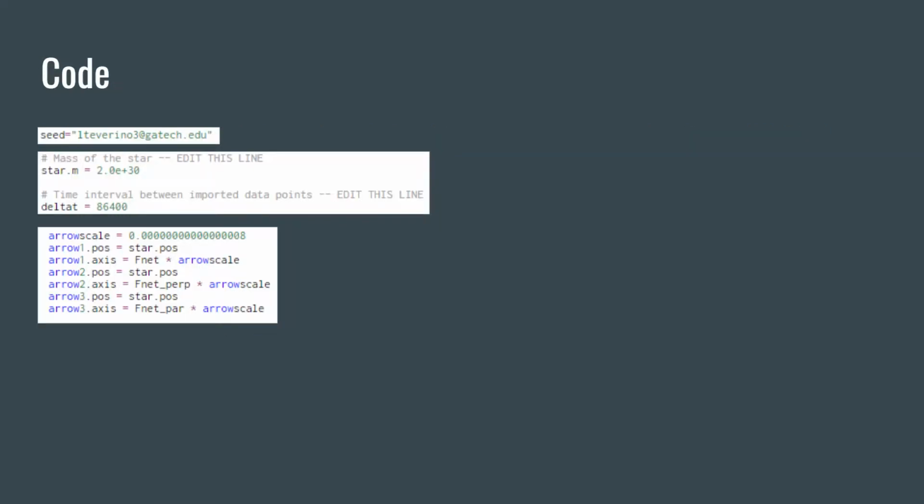Let's go through some of my code. So my seed was my email. The star's mass is what it told us it was supposed to be. Delta T is the time of 1 day in seconds. And then for my arrows, I made them accordingly.